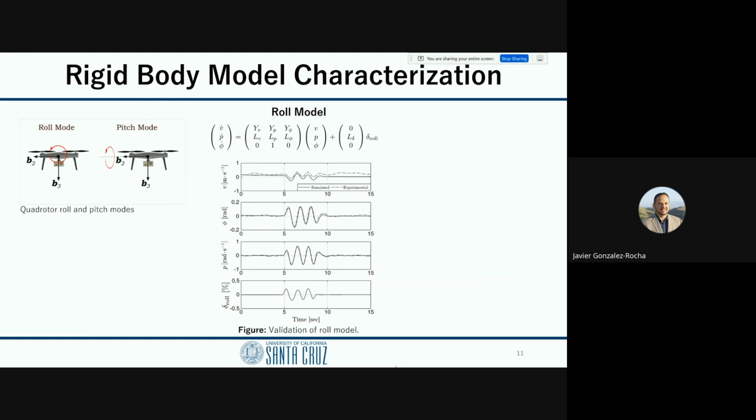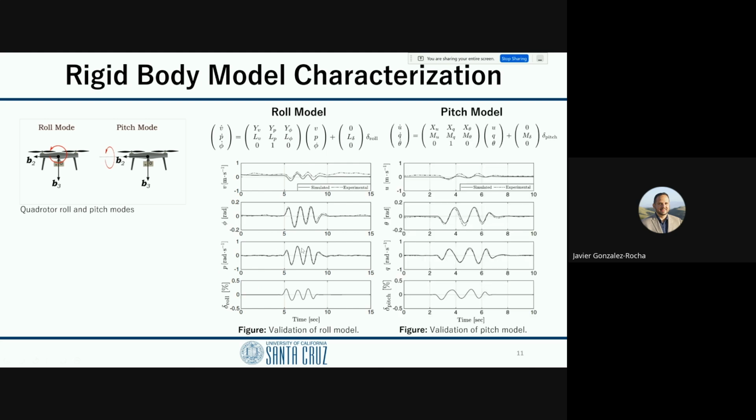Starting with the roll mode, the aircraft was in hover, and then it was excited. So you can see the translational velocity, the roll angle, the roll rate, and this was the input that we provided. You can see the black is the simulated, and the dash is the experimental, and the match between the two suggests that the model that we learned is a really good model for the aircraft. Here's the pitch model. Similar results. So we have the translational velocity, the pitch angle, the pitch rate, and then the excitation. And you can see that for the most part, it did really well.